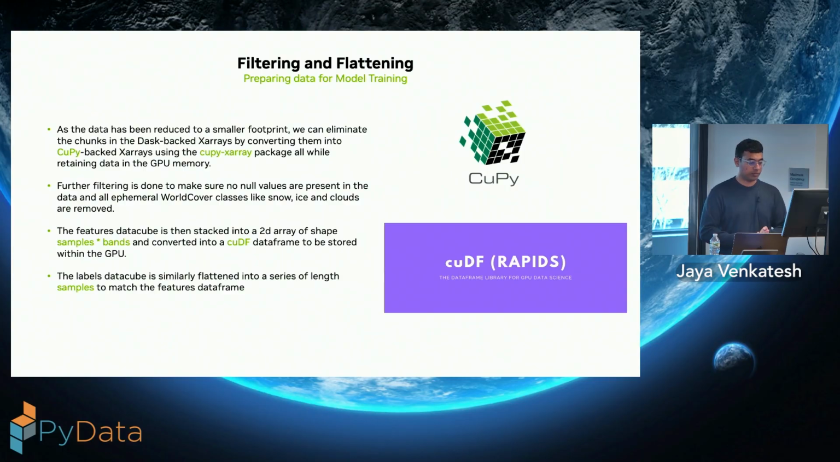And then because we're training a random forest model, random forest naturally expects data to be in a 2D shape, in a features and labels format. So we flatten out all this data into a tabular format where each pixel in our image has all of the bands and has the corresponding label attached with it.